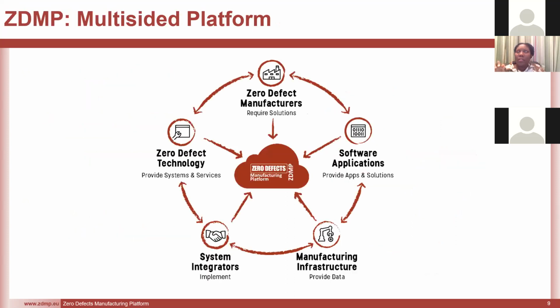So looking at that in a little bit more detail, what is the practicality of it all? The call was about a multi-sided marketplace. So what we're trying to do is achieve that with a range of different stakeholders. So for example, if you are a user company with the zero defects problem, you can come to ZDMP, you can buy, for example, existing applications and components and services. We call them ZDMP assets.